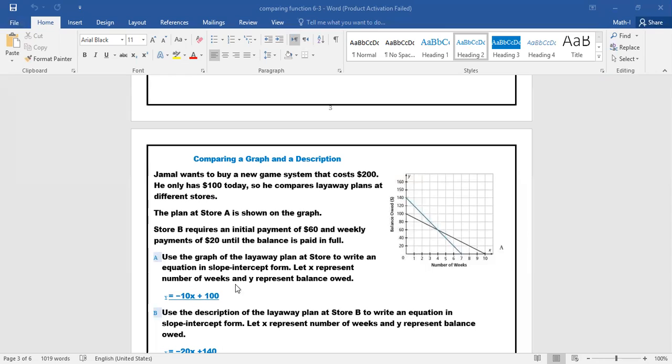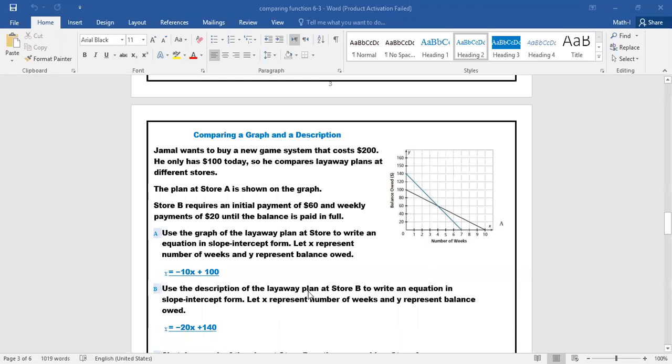So we will calculate the slope from the table. Here we can select any two ordered pairs, (0, 100) and (10, 0). When you calculate the slope here, it will be equal to -10. Then the first plan is y = -10x + 100.